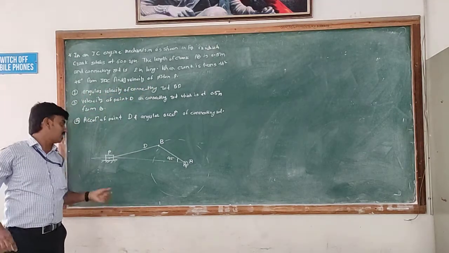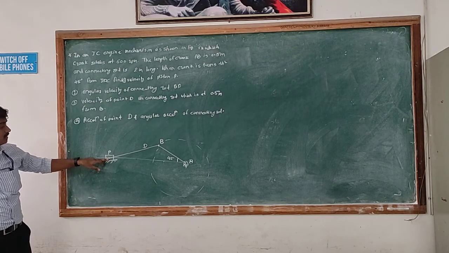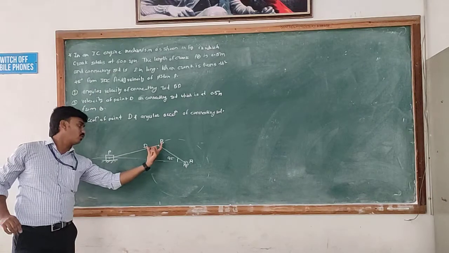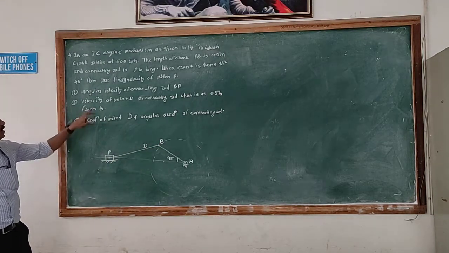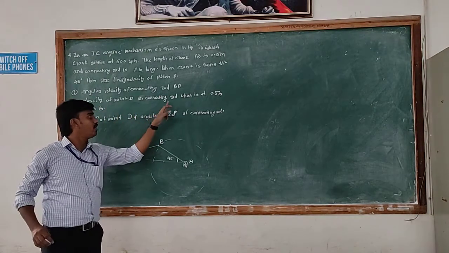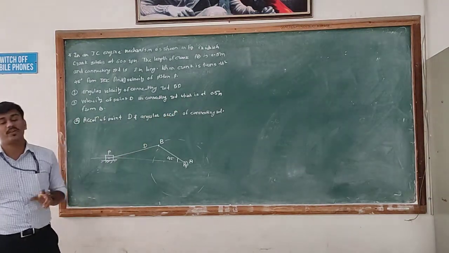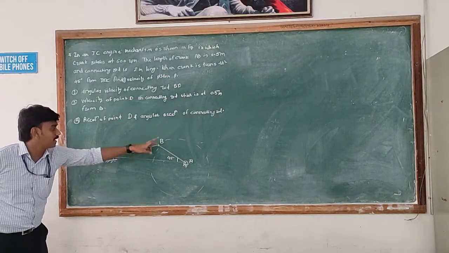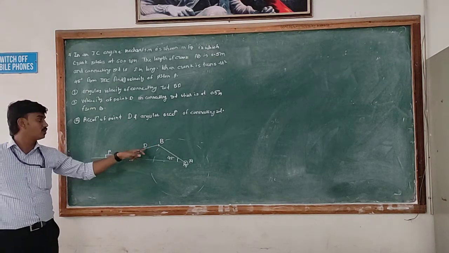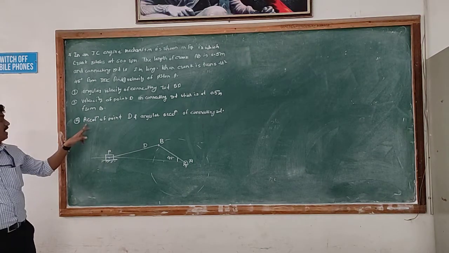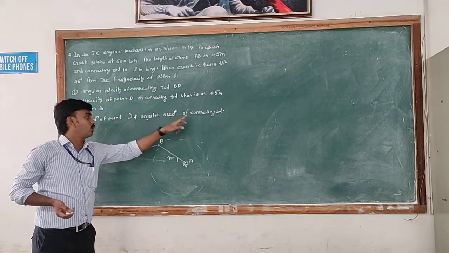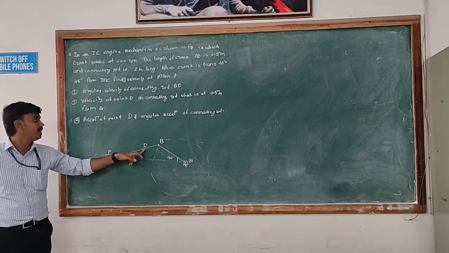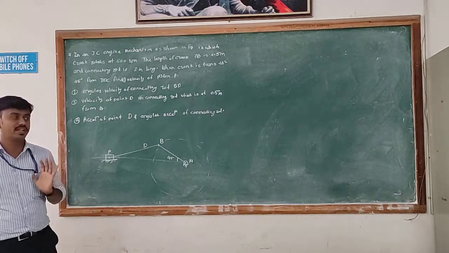Find the velocity of the piston. They ask to find the velocity of this piston P, and the angular velocity of the connecting rod. Also the velocity of the point D on the connecting rod which is at 0.5 meter from B. Here is a point D which is at 0.5 meter from the point B, and we have to find the velocity of this point D, the acceleration of the point D and the angular acceleration of the connecting rod.